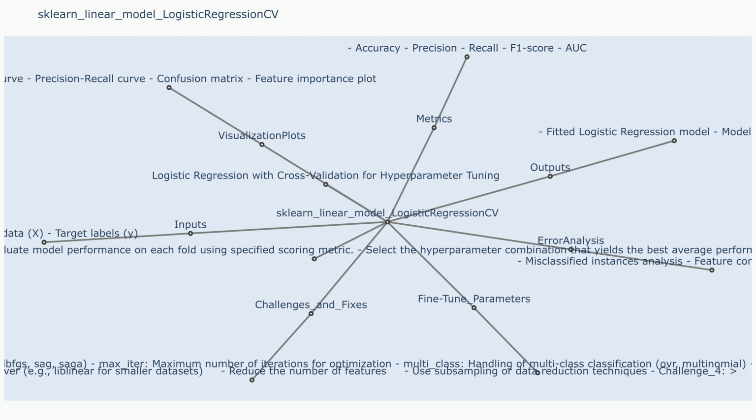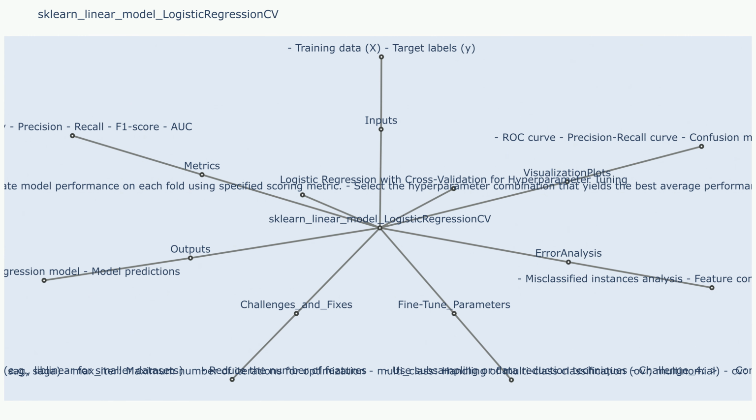Logistic regression (CV) can be computationally expensive, especially with large datasets and multiple values of C. Sample use case that resulted in challenge 5. When dealing with large datasets and a wide range of C values, the cross-validation process can take a significant amount of time. Fixes to challenge 5.